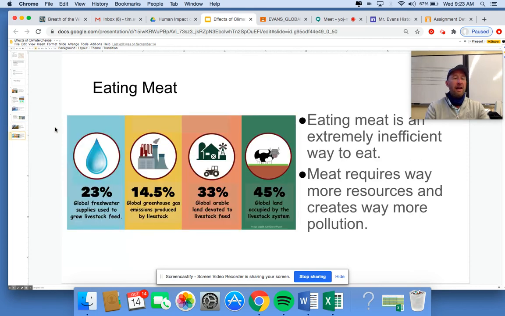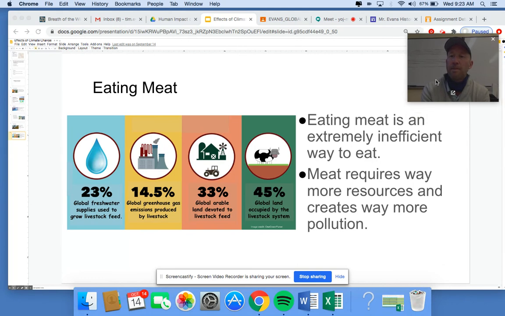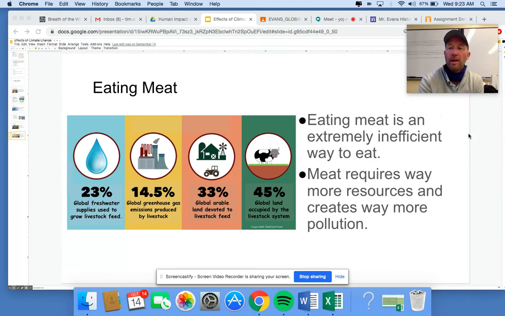And lastly for today, our diets are a big problem. This is going to come as a surprise, and some of you probably don't want to hear it, but eating meat is really bad for the environment. I'm not a vegetarian, I'm not a vegan, I eat meat, but I also know that I need to do it in moderation because the effects on the environment of our diets are huge. It is a really inefficient way to eat. It requires tons of resources and creates tons of pollution.